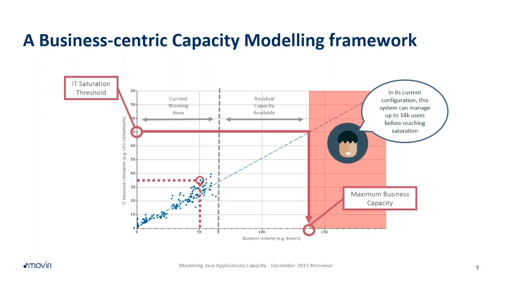In this example, we can estimate that the system will support 14K users. This is what we call the maximum business capacity. Once we estimate the maximum business capacity, we can also derive what we call the residual capacity, which is how much headroom we have with respect to the current workload peaks. In this example, we can estimate that an additional 8K users can be supported on this system.